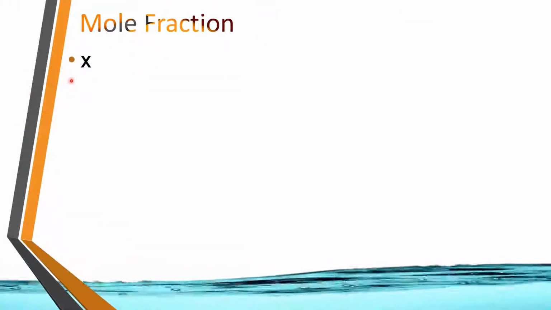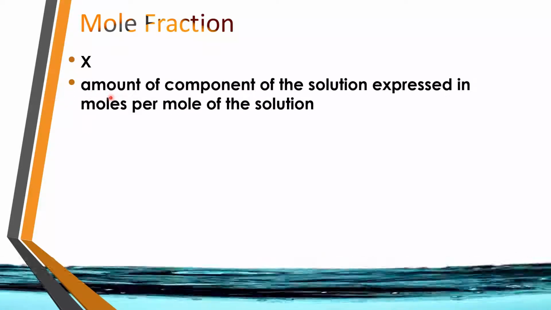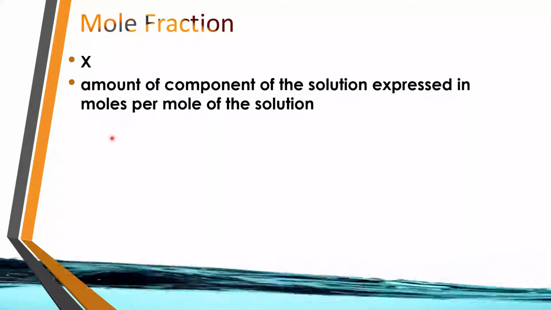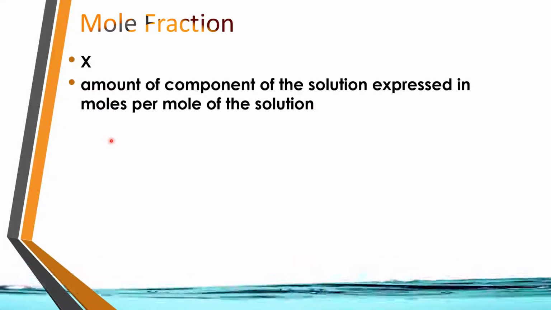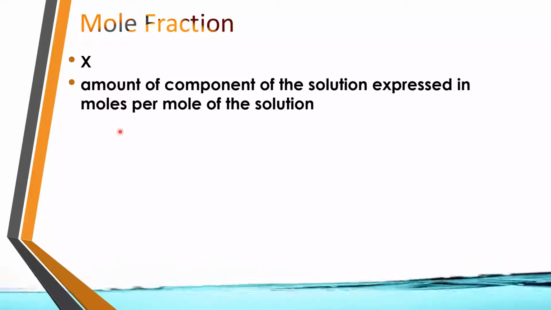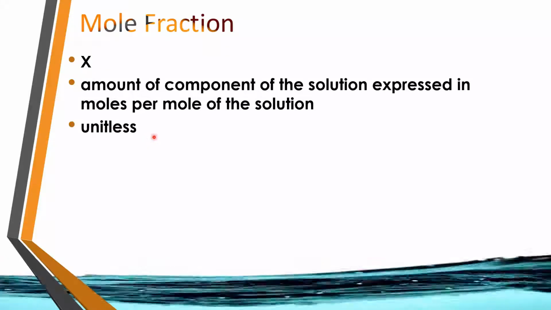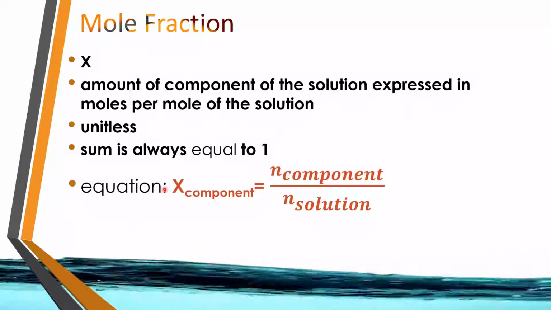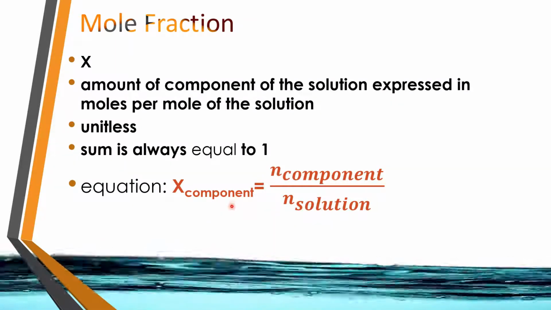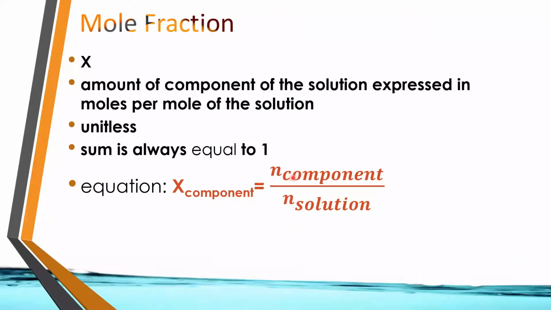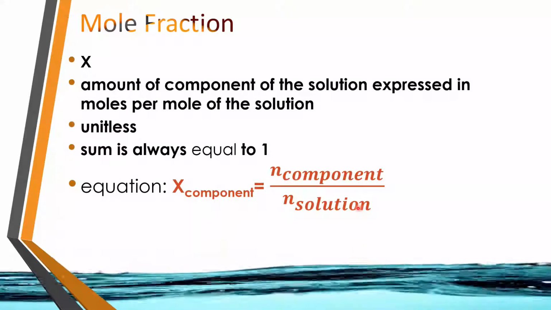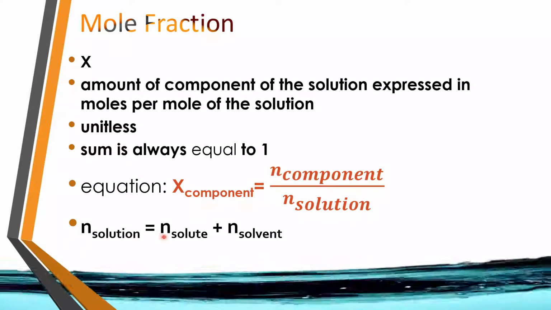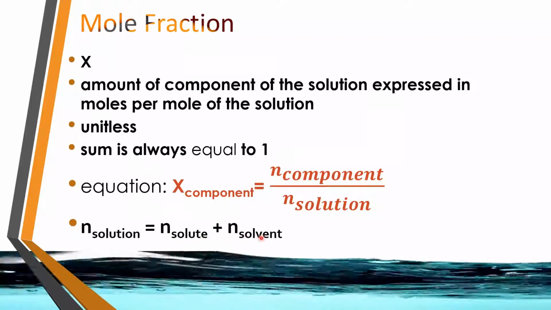Another important expression is known as the mole fraction. It is the amount of a component of the solution expressed in moles per mole of the solution. The sum of the mole fractions of the components is always equal to 1, and this unit of measurement is actually unitless. Through equation, mole fraction of any component, either solute or solvent, is equal to the number of moles of the component divided by the number of moles of the solution. So the number of moles of the solution is equal to the sum of the number of moles of the solute and the solvent. Okay?